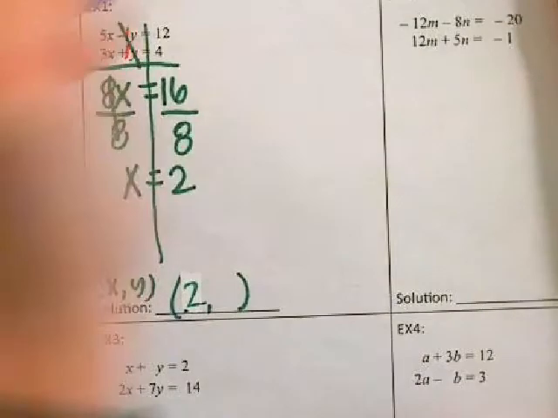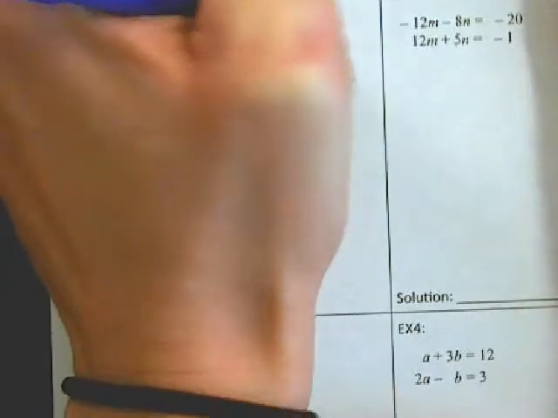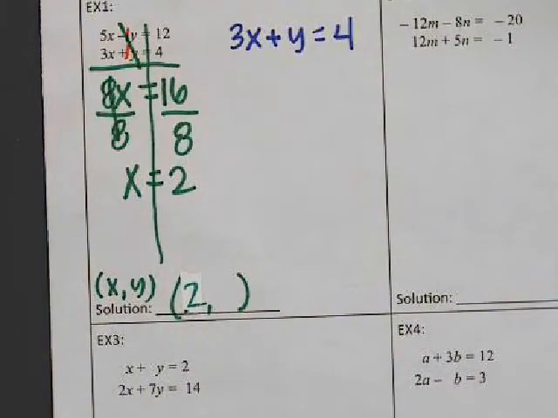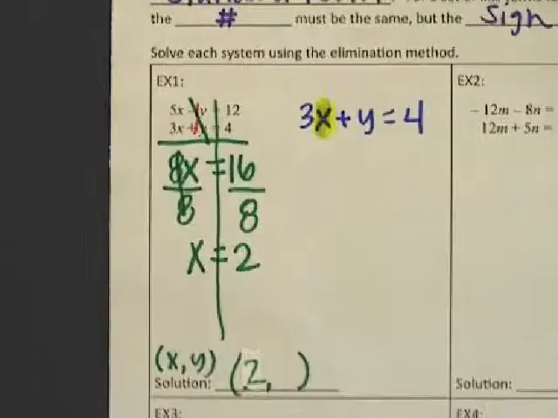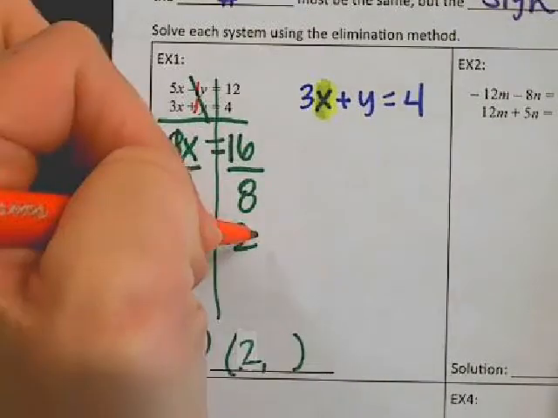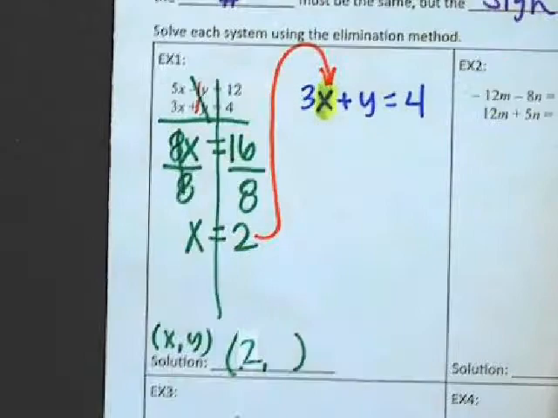So what we're going to do is rewrite this: 3x plus y equals 4. Which letter do I know? Do I know the x number or the y number? X. Highlight x right there. Okay, now I know the x number. So this 2 is going to be subbed into the football game for the x.